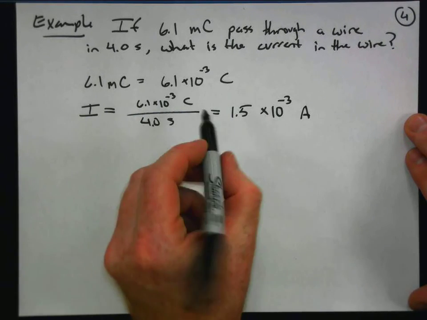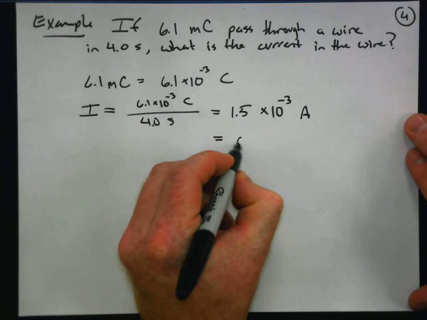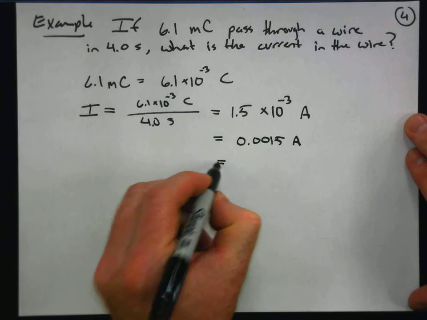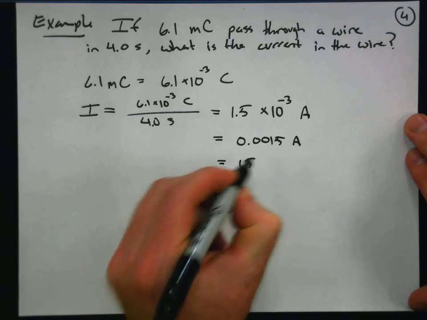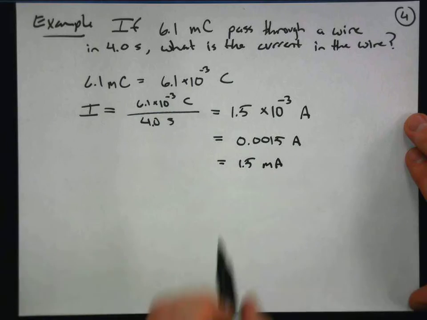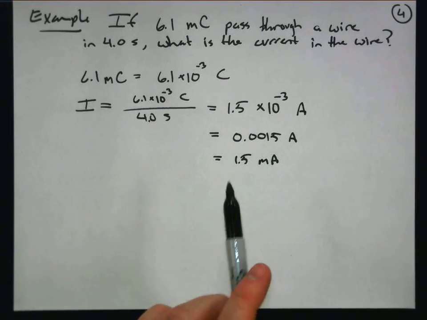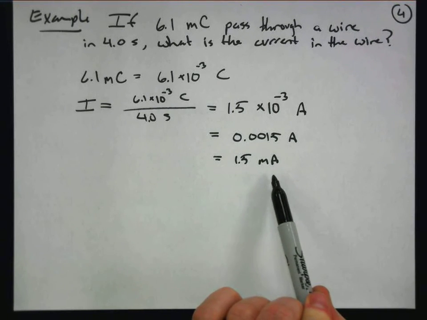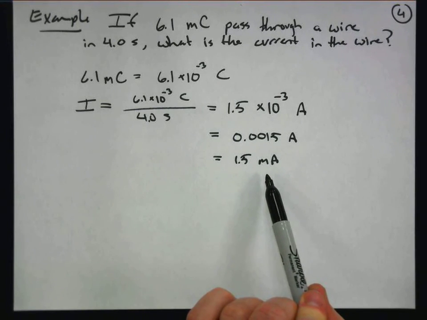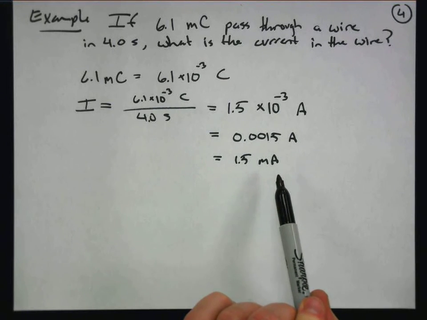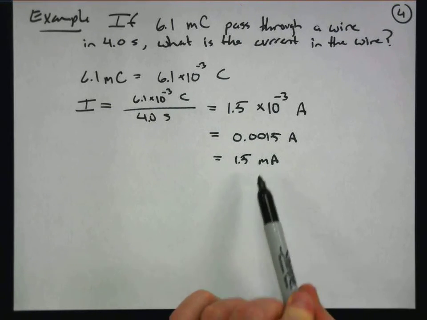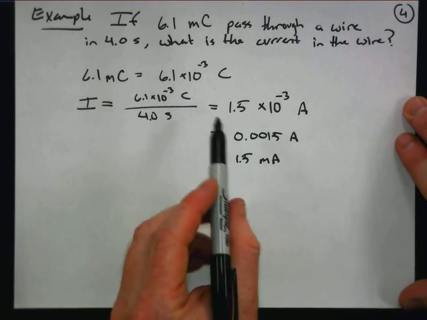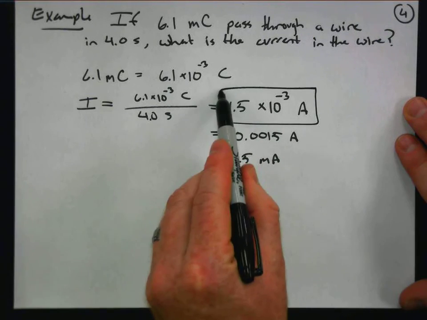Fair enough. By the way, this is equivalent to 0.0015 amps, or equivalent to 1.5 milliamps. And the reason I want to show you that is because you'll see scientific notation. You'll see sometimes it's written out like this. Sometimes the unit has the prefix given on it, and you'll see milliamps, amps, something else with a different prefix possibly. Okay, so I have an answer in terms of the current flowing in the wire.